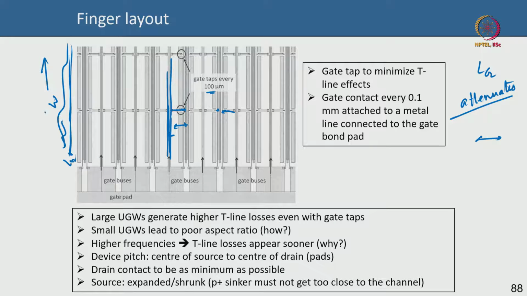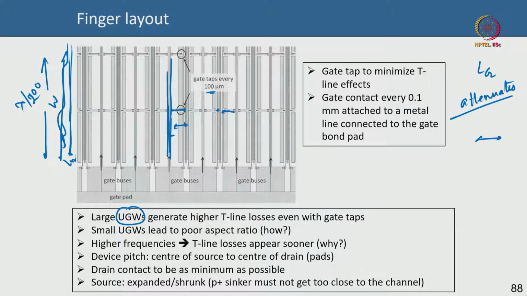And you cannot have this W infinitely large because the signal also has to be much lower than lambda by 10. Typically it should be around lambda by 100 or lambda by 200. So the frequency of operation will set a limit to the W that you can have, the width of each gate finger. UWG refers to unit gate width.